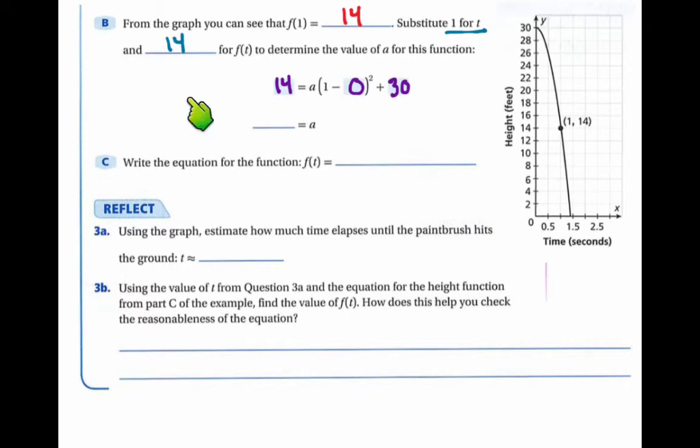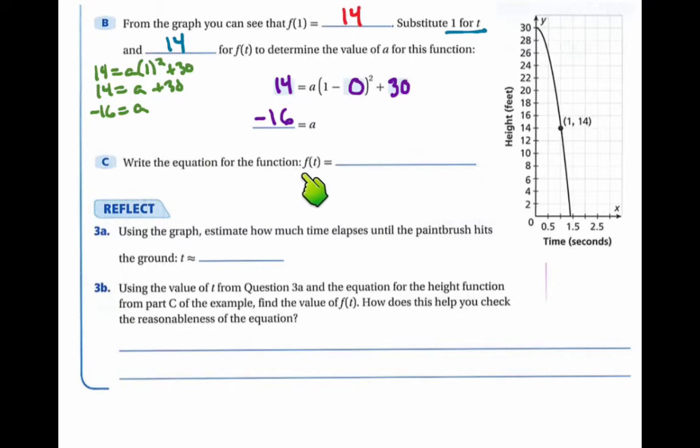And now we can solve for a, and it didn't really give us room, so I'm going to do it over here. So we've got 14 equals a times 1 squared plus 30, because 1 minus 0 is 1. We can just do that math. 14 equals a plus 30. Subtract 30 from both sides. Negative 16 equals a. All right, so a is negative 16.